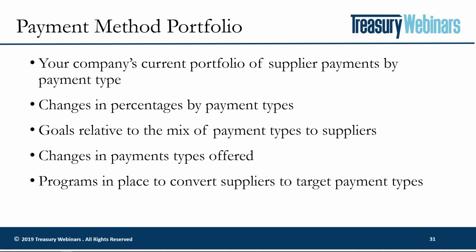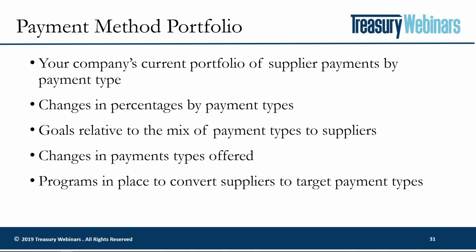So let's talk a little bit more about your portfolio, because I think this is an area of opportunity for AP and Treasury. I think it'd be great for you to know your company's current portfolio of supplier payments by payment type, and then start to look at trends that you might already have going in the right or wrong direction in percentages by payment type. It'd be great to have goals relative to the mix of payment types to suppliers.